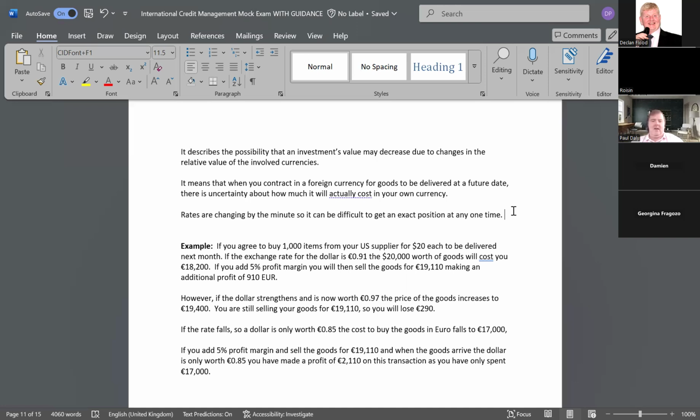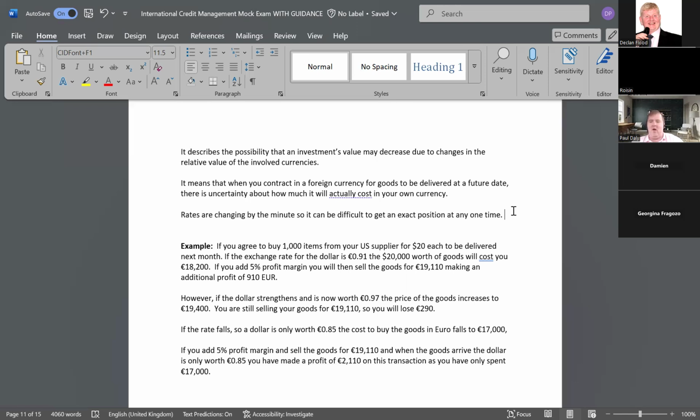Now let's take a scenario where the dollar strengthens. Trump does something that the world says, yeah, that's a good idea, and the dollar strengthens. The dollar is now worth 97 euro cents. The price of the goods now is not the 18,200 that we paid in the first example. It's now gone up to 19,400. We're still going to be selling our goods; we're not going to increase our prices because we feel the price is appropriate and the market is maybe going to balk if we increase the prices. So we're still selling the goods at 19,110.